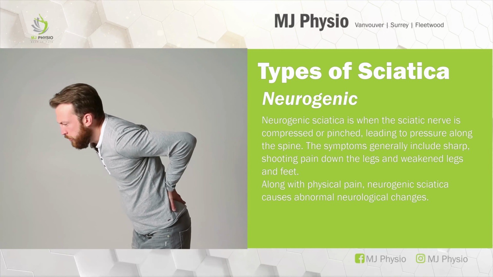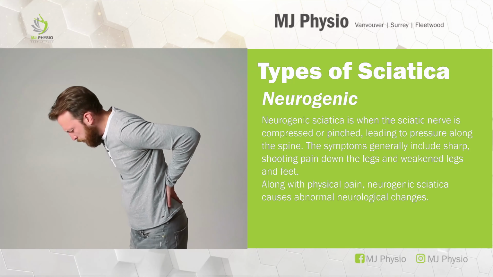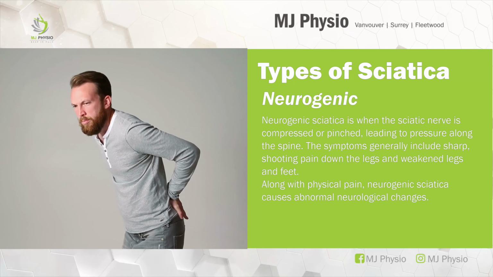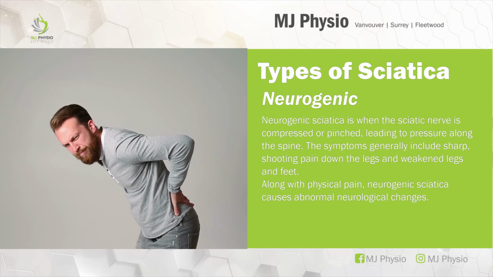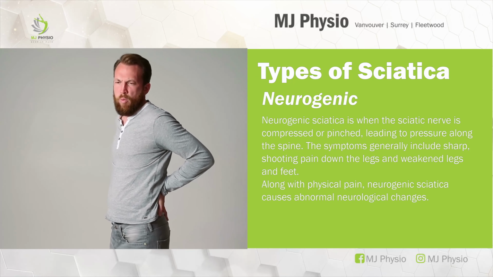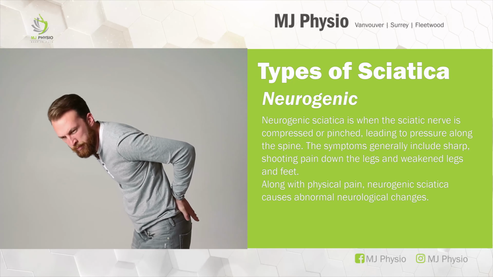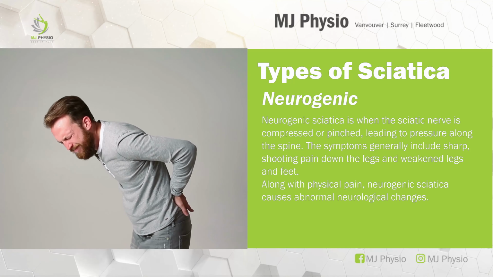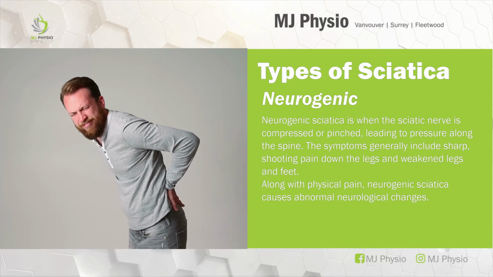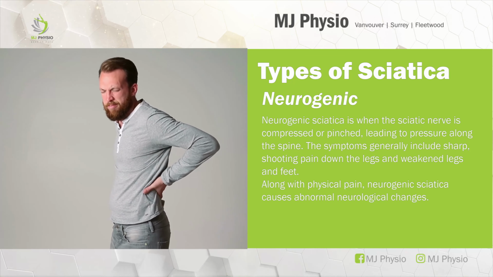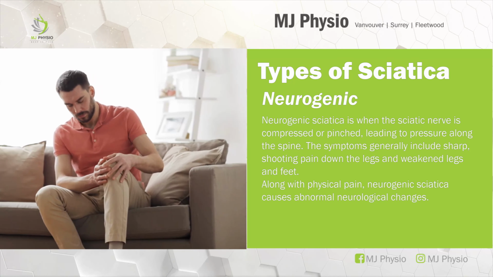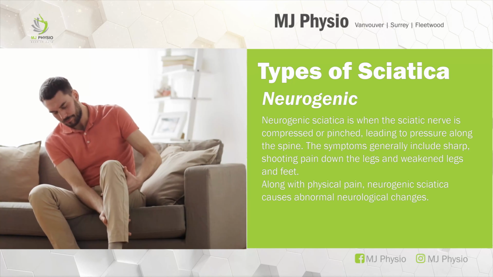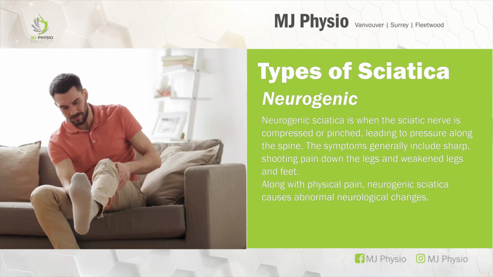Neurogenic sciatica. Neurogenic sciatica is when the sciatic nerve is compressed or pinched, leading to pressure along the spine. The symptoms generally include sharp, shooting pain down the leg and weakened legs and feet. While the issue is rooted in the spine, the pain is usually worse in the legs than in your back. Along with the physical pain, neurogenic sciatica can also cause abnormal neurological changes. Many individuals may suffer from loss of reflexes, sensory issues and muscle weakness due to improper nerve condition.